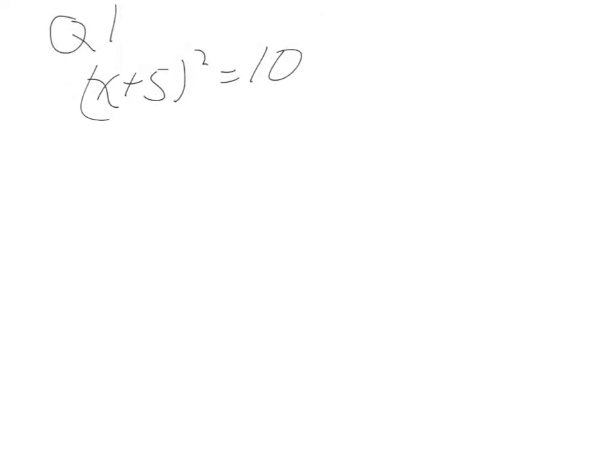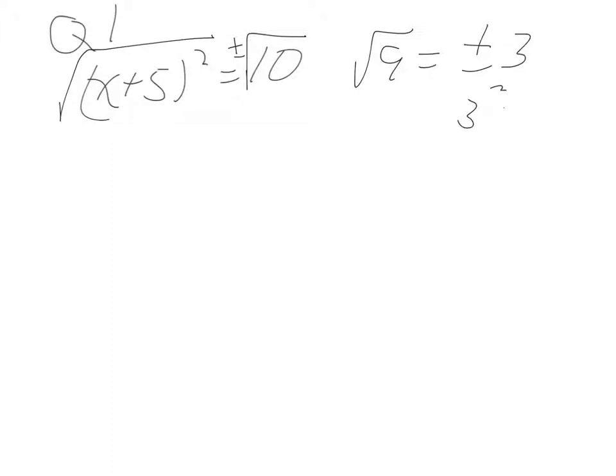Okay, here we go. So, to solve question 1, where (x + 5)² = 10, we're going to start by taking the square root of both sides. But when we do that, we have to remember that the square root of 10 could be plus or minus some number, just like the square root of 9 could be plus or minus 3, because 3 squared equals 9, and negative 3 squared equals 9. So we can't forget that plus or minus.